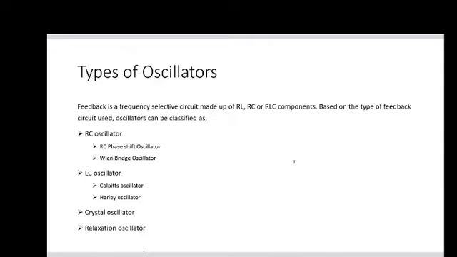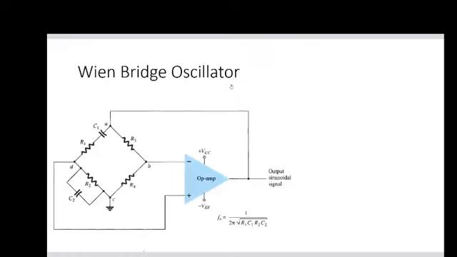First, we will see what the Wien bridge oscillator is. The RC phase shift oscillator we will see in the next class, or I will start on the RC phase shift oscillator. This is your Wien bridge oscillator. Hope in your 12th standard you must have heard this word Wien bridge. Here, this particular part is actually your feedback network.